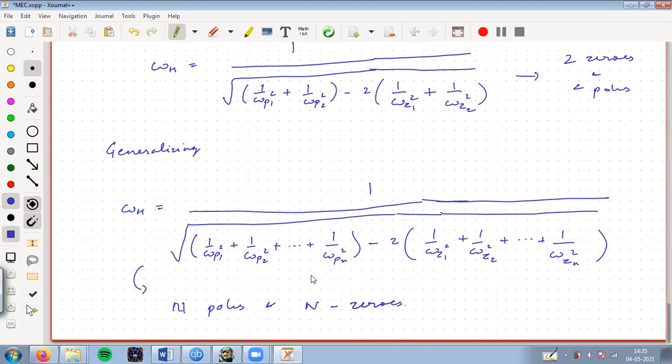From this expression, if I make omega p1 dominant, then in that case omega h will be simply omega p1. You can check. Make all the other poles and zeros 0 except for omega p1. Then this is gone, all of this is gone, and omega h will be simply omega p1. This is what you can observe.